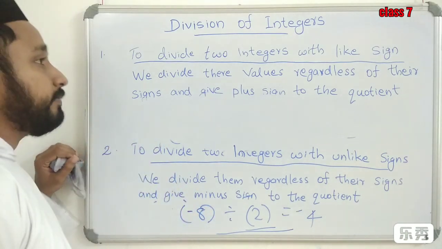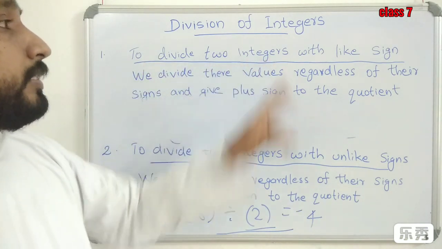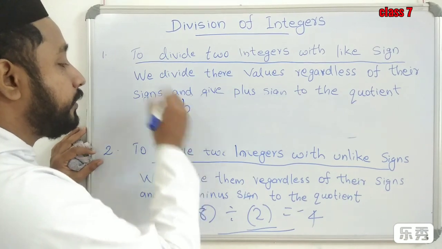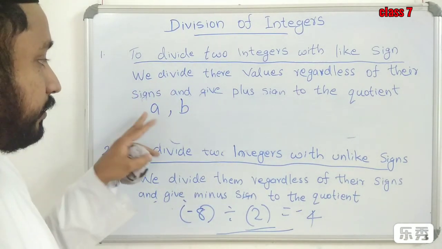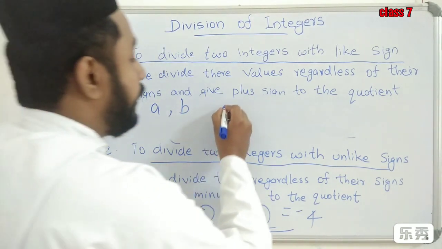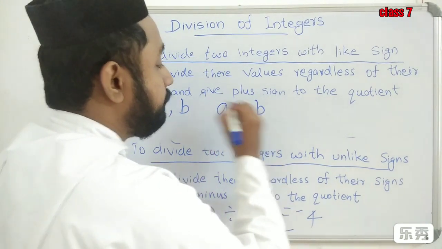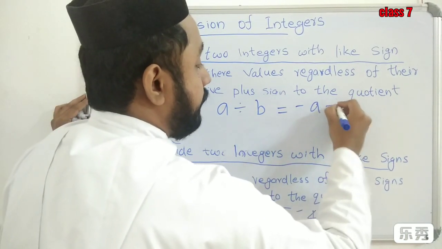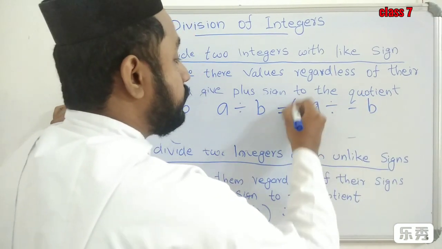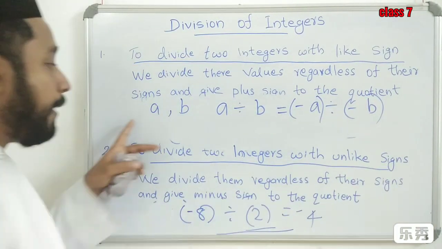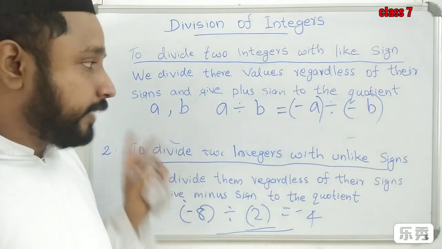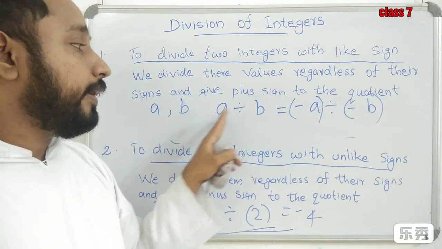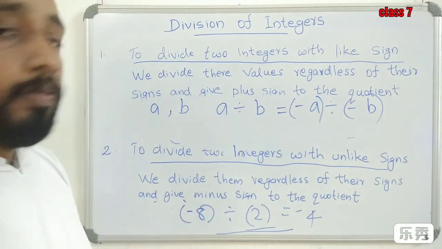So, in general, we can write, to divide two integers with like signs, for any integers a and b, for any two positive integers a and b, just take a and b. What about a divided by b? A divided by b is equal to minus a divided by minus b. If two integers a and b, two positive integers a and b, minus a divided by minus b is also the same as a divided by b. Okay, the answer is positive.